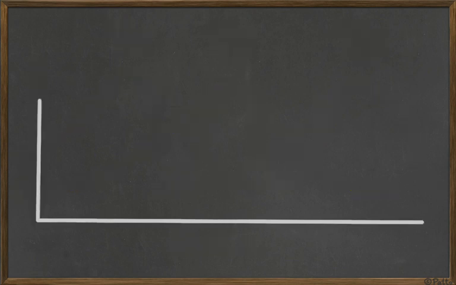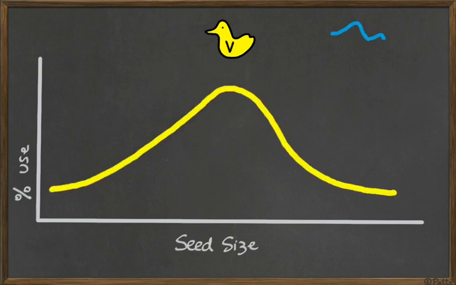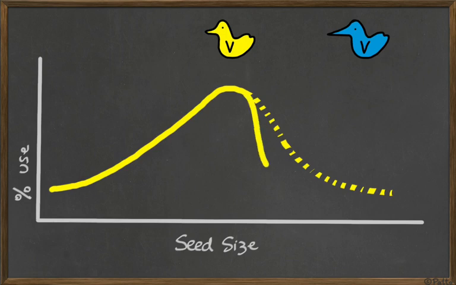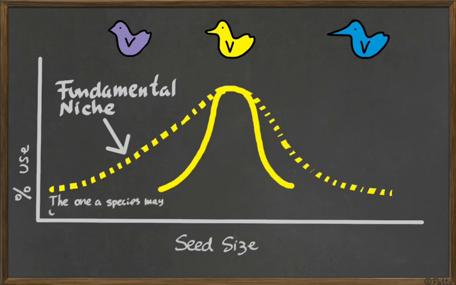So this here brings us the idea of realized niche. So we are going to be comparing our fundamental and realized niche. The yellow here is the fundamental niche of the yellow bird, and the dashed line now is representing the realized niche of the bird. So fundamental niche, the niche that one species may occupy without competition.